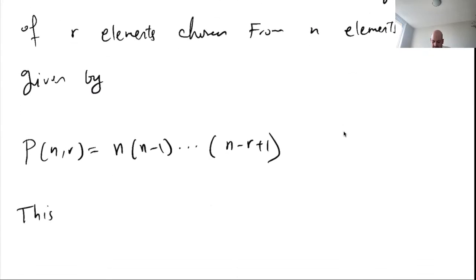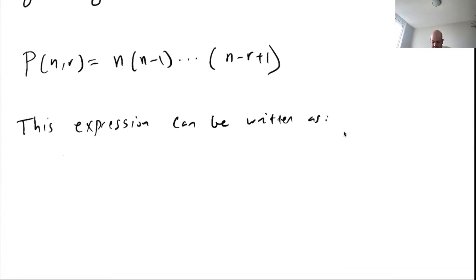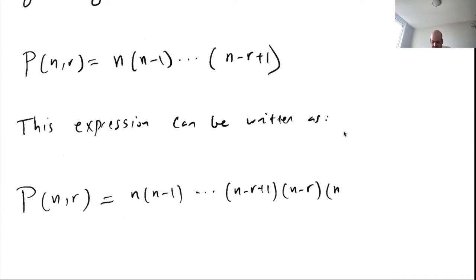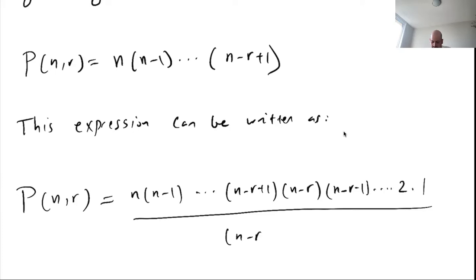This expression can be written as P(n,r) = n times (n minus 1) all the way to (n minus r plus 1), times (n minus r) times (n minus r minus 1), all the way to 2 times 1, divided by (n minus r) times (n minus r minus 1), all the way to 2 times 1, right?